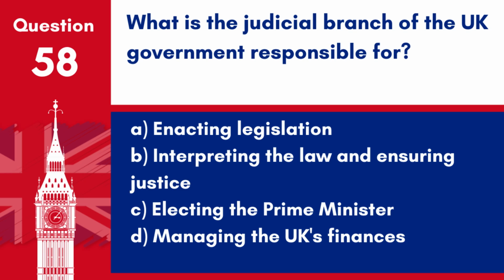Question 58. What is the judicial branch of the UK government responsible for? A. Enacting legislation. B. Interpreting the law and ensuring justice. C. Electing the Prime Minister. D. Managing the UK's finances.